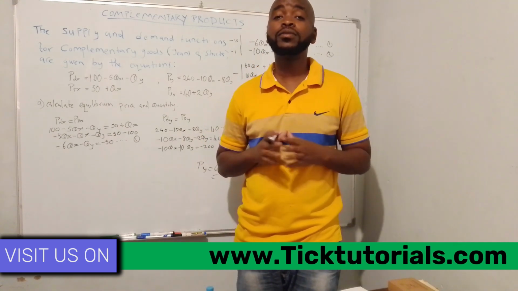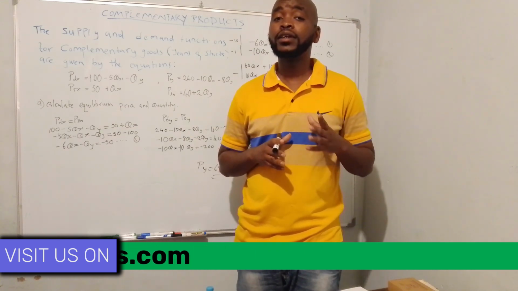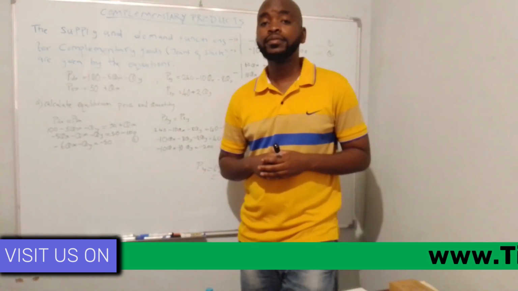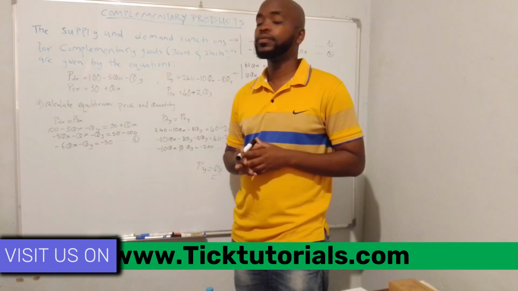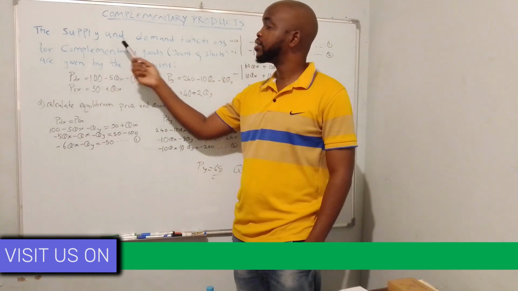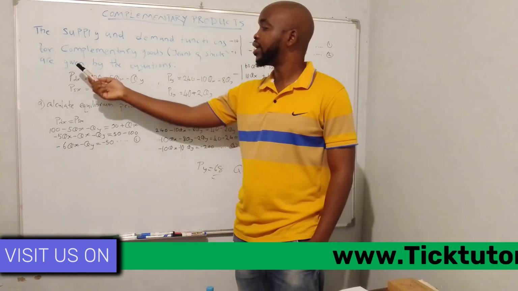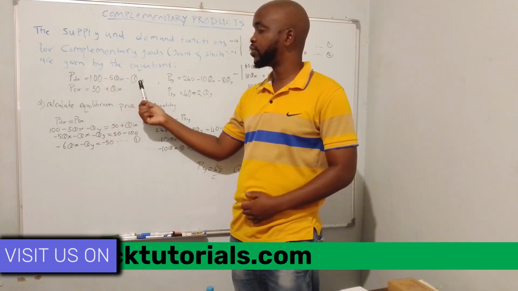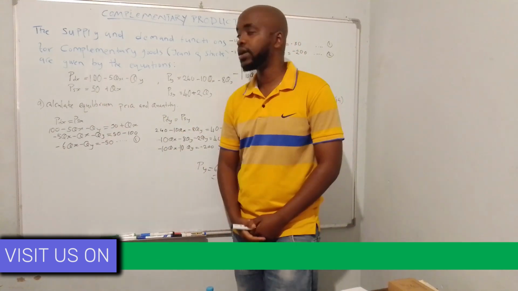This is Ngolush Kati from ticktutorials.com, and today we're going to solve a problem on supply and demand functions concerning complementary goods. So we have an example here of two goods which are complementary, which are jeans and shirts. The question reads, the supply and demand functions for complementary goods, jeans and shirts, are given by the equations PDX is equal to 100 minus 5QX minus QY, and PSX is equal to 50 plus QX.